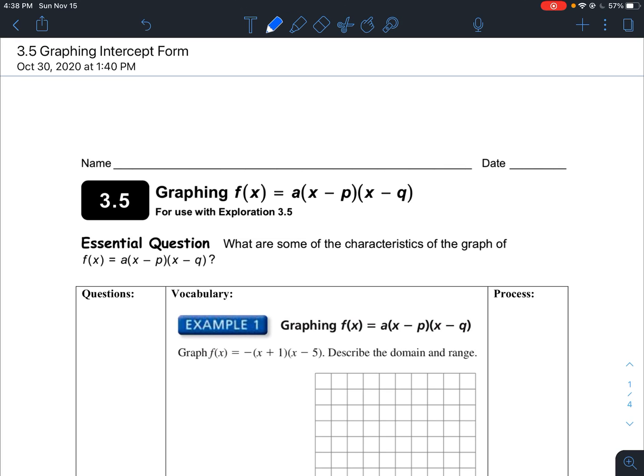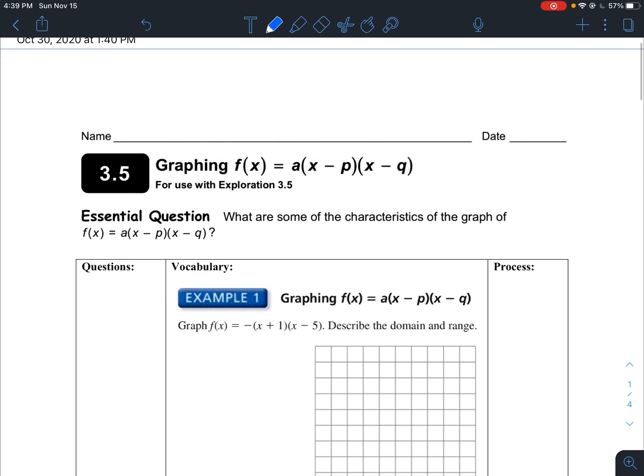We're continuing graphing. So far we've learned how to graph quadratics in various forms. Last time we learned how to graph using vertex form, and the time before that we learned how to graph using standard form. This time we're going to graph a quadratic when it's in what is called intercept form or factored form. So this right here is intercept form.